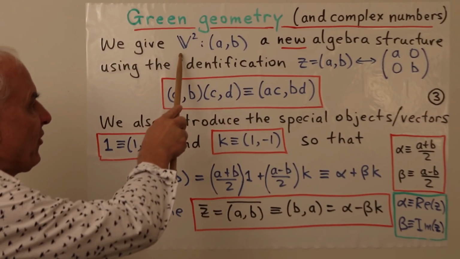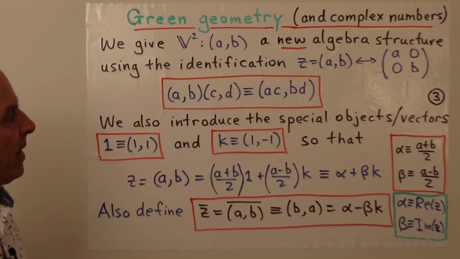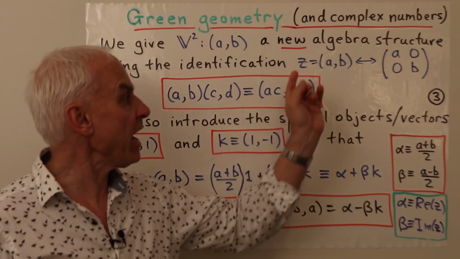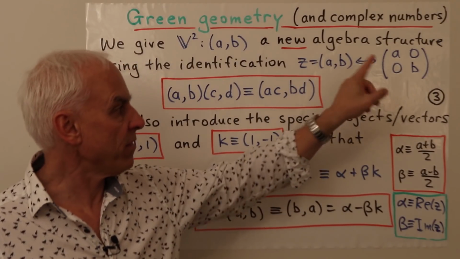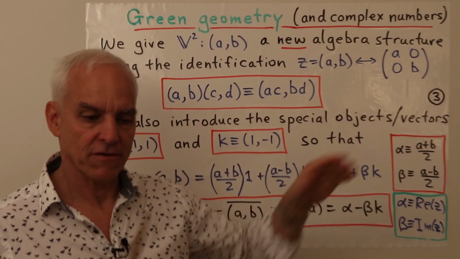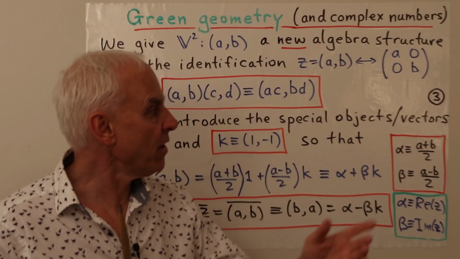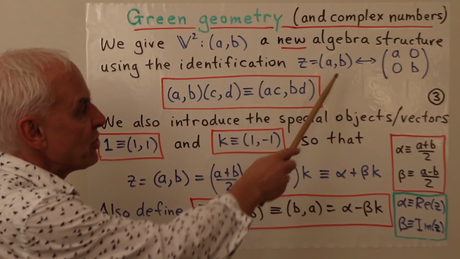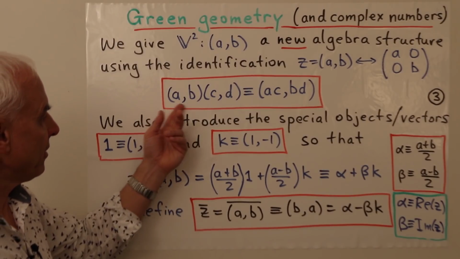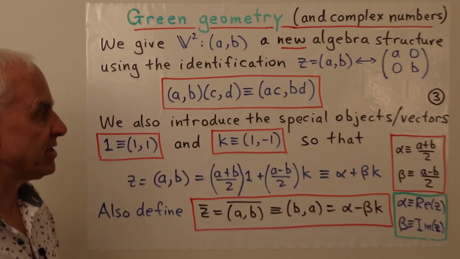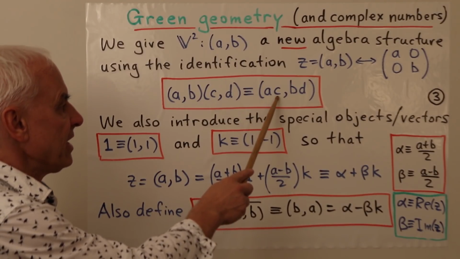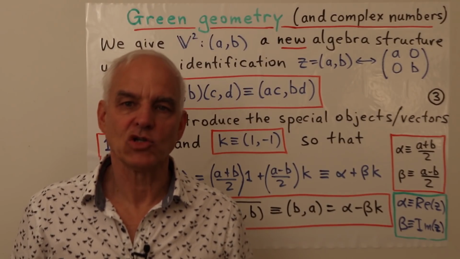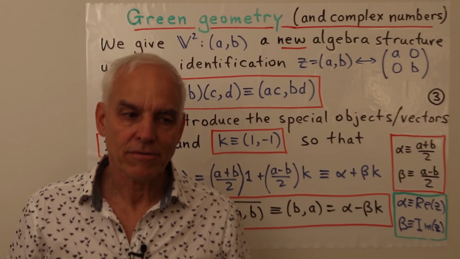We have our vector space consisting of vectors like A, B, and we're going to give this vector space a new algebra structure using the identification of this vector with this diagonal matrix. So the vector AB is going to be identified with the matrix A00B. And what that amounts to at the level of multiplication is very simple. The vector AB times the vector CD will just be AC, BD. This is the simplest possible algebra you could think of on vectors.